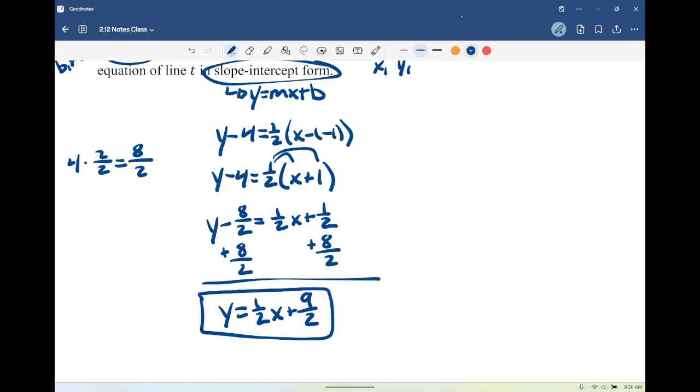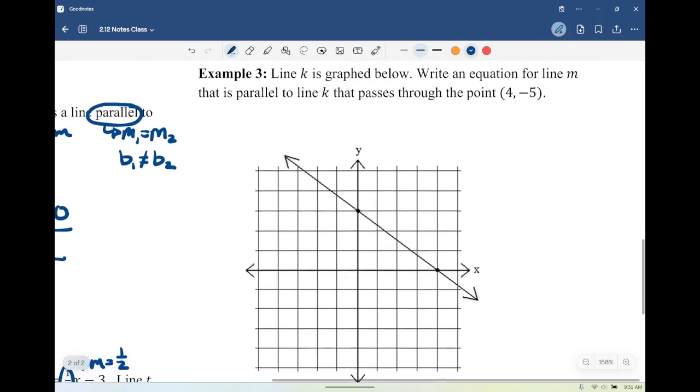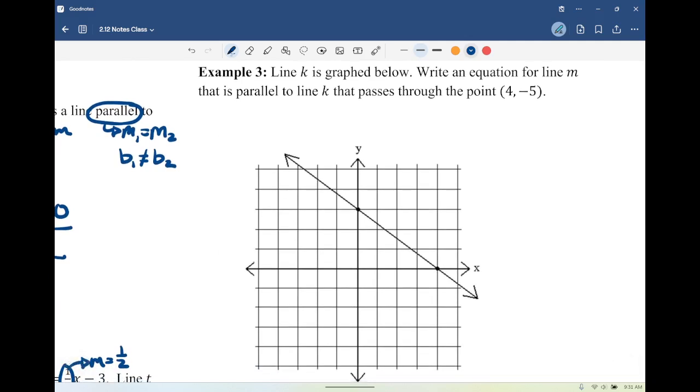Any questions on example 2? All right, we're rolling right on through. Example 3 is admittedly much faster. So line K is graphed below. Write an equation for line M, which is parallel to line K, and passes through the point 4, -5. Now, the reason this one is so much faster, do they give me a specific form I have to use?